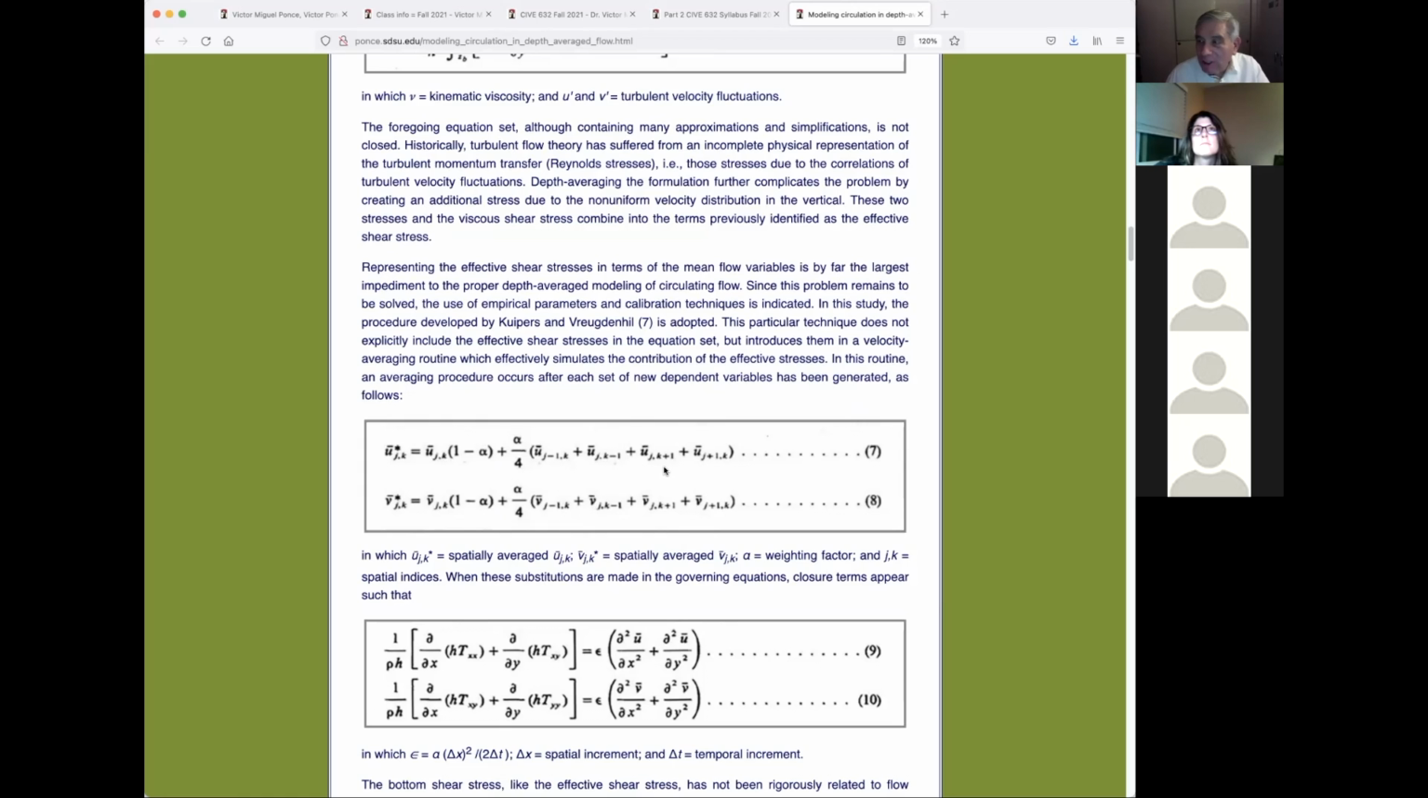Similar to what we did for the two-dimensional groundwater model. If you would recall, we did that for the two-dimensional groundwater model. That was the equation presented in the paper by O'Brien et al. You remember that? I think you do. We also did an averaging.